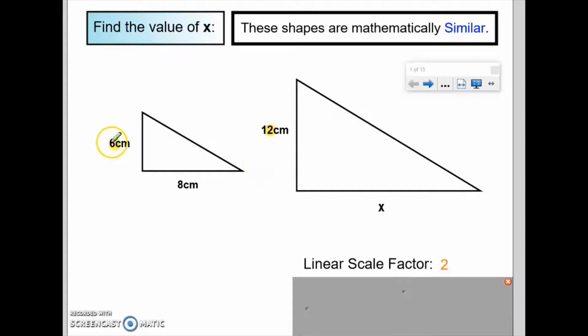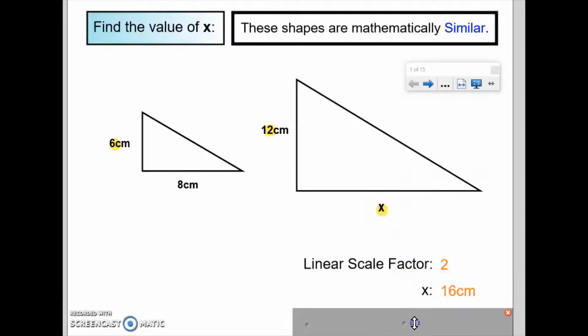So now we know that to get from here to here, we use the linear scale factor 2 and we multiply by that scale factor. We can go ahead and find x quite easily. We take this length, 8 centimeters, and multiply it by 2 to tell us that this corresponding length labeled x would have to be 16 centimeters. So we've used our understanding of what similar shapes are to find the linear scale factor, then we've applied that to solve the problem. Very simple example there. We'll start to get a bit harder as the video goes on.